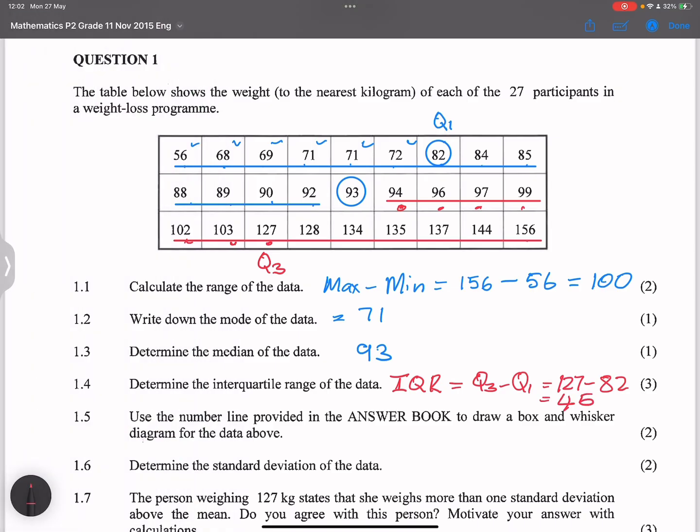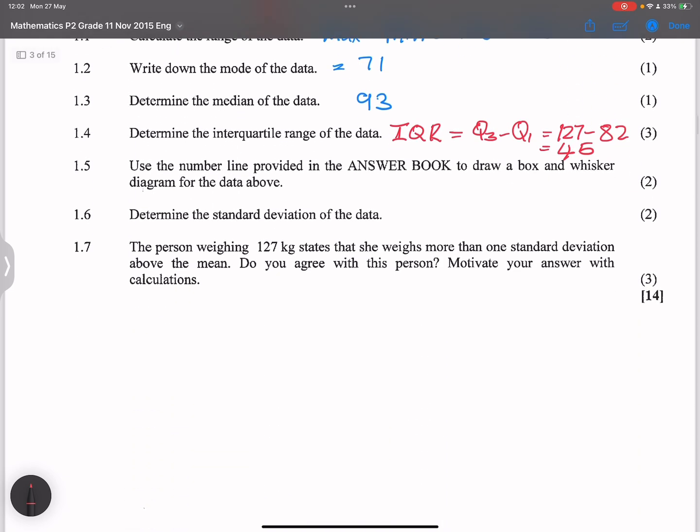Now they say to us, use the information provided in the answer book to draw a box and whisker diagram for the above data. Now, ladies and gents, remember, the first thing we're going to do is to draw a number line.